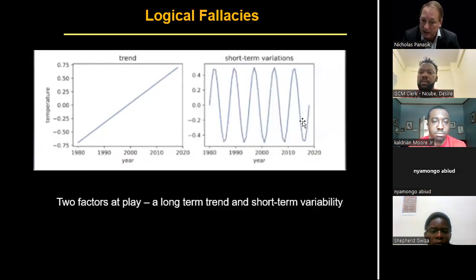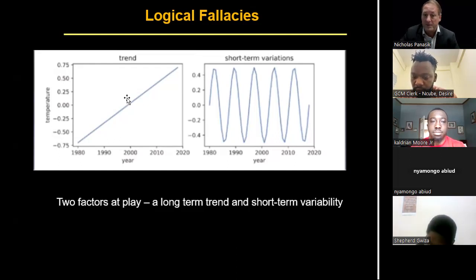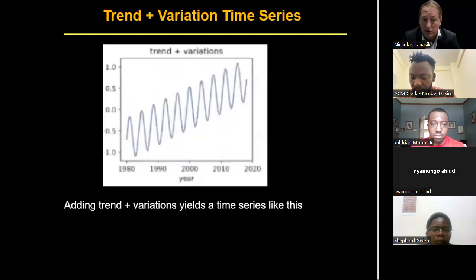If we have climate variability, however, you'd see a lot of up, down, up, down. That's your short-term variability, right? So you could have a long-term trend and short-term variability. Those are the two things you're looking for. Now, if you have both, if you have a trend and you have short-term variations, you add those two together, it looks something like this, where there's a trend eventually going up, but then there's this variability going up and down and up and down.